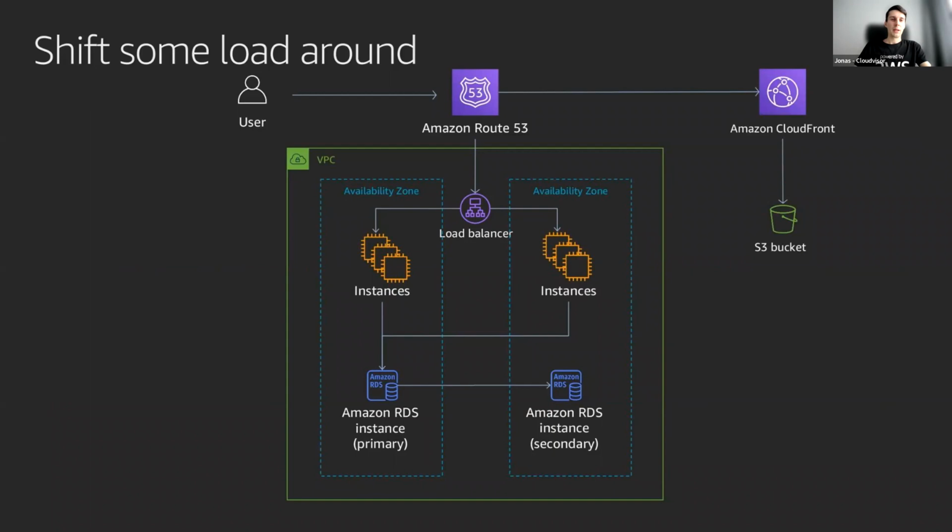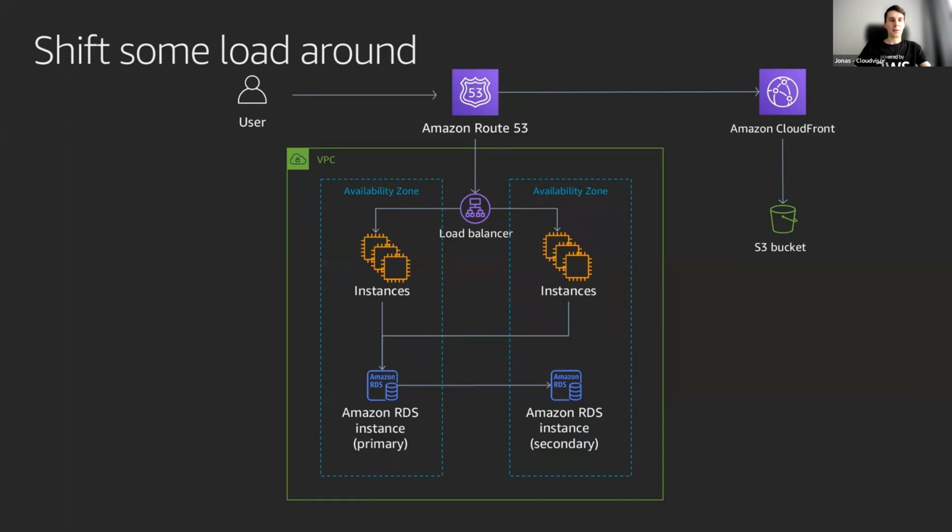Let's shift some load around, and as you see, we have two new services that we want to employ. First is Amazon CloudFront. It's a content delivery network of AWS. It uses those 300 edge locations that I talked about. Actually, it's used for hosting the static content, for example, the one you can host in S3 buckets. S3 is highly scalable, durable, infinite scale storage where you can put your objects.